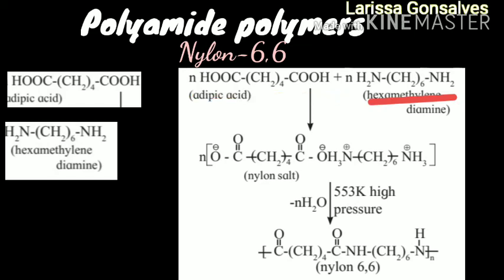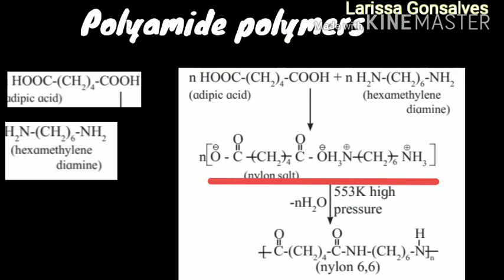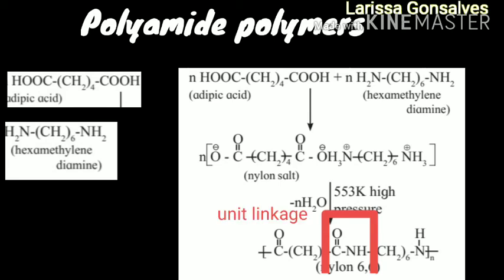Now just combine the two monomers, adipic acid and hexamethylene diamine. After that we eliminate the OH group from COOH and one H from the NH2 group, which means we are eliminating a water molecule, since it is condensation polymerization, because according to condensation polymerization we have to eliminate small molecules like water, methyl alcohol, etc. After the elimination of the water molecule, just join the chain, which will give you the formation of nylon 6,6.